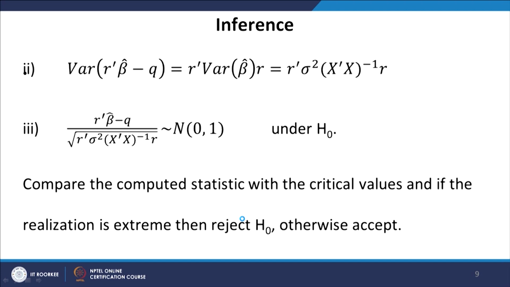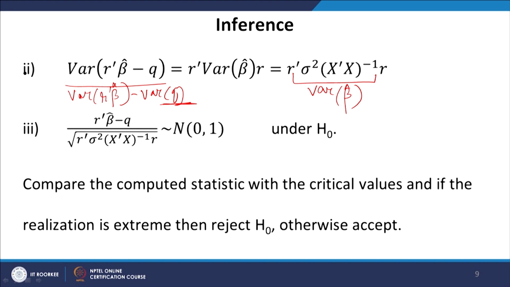The variance of R beta hat minus Q will be R prime variance of beta hat R, equals R prime sigma square X prime X inverse R. Now, this is variance of beta hat that has already been derived for you in the previous modules, and by considering this expression, we can see that we will be writing variance of R prime beta hat minus variance of Q, right. There should be a covariance term also, but of course, R prime beta hat and Q, Q being a constant, there cannot be any covariance. So, as a result we have only variance of Q subtracted from variance of R prime beta hat.